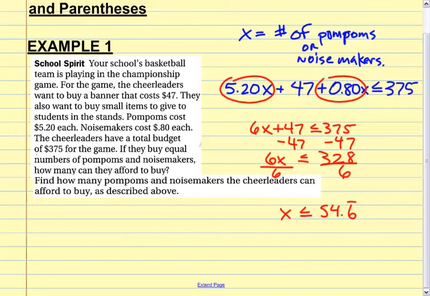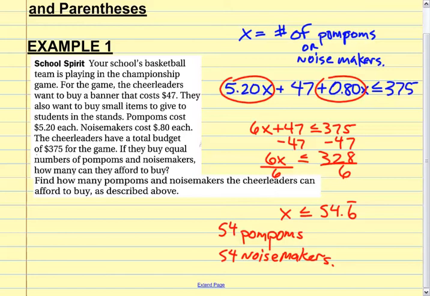54.6 repeating. Now let me ask you something. Can I have 54.6 repeating pom-poms? No. Okay, so I need to round it, but wait, can I have 55 pom-poms? No. I don't have enough money for that much. How many? 54. I can have 54 pom-poms and 54 noisemakers. There we go.